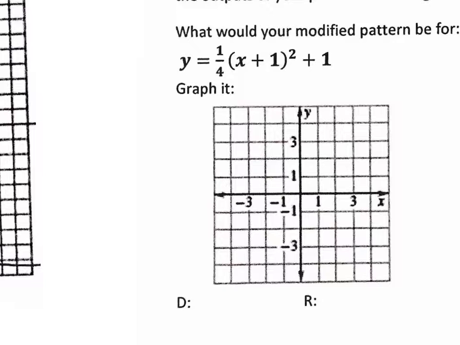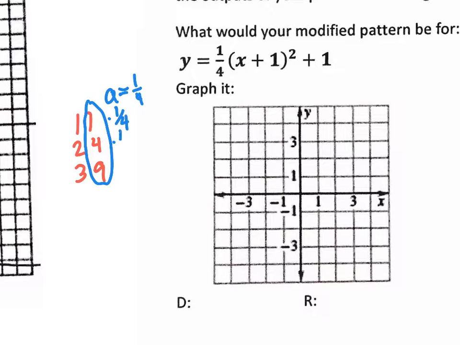The pattern's pretty straightforward. What's your original pattern that you know? The original pattern is 1, 1, 2, 4, 3, 9. And what are you going to do? You're going to modify the outputs, which are these guys, by your new a value, which happens to be 1/4 in this case. So multiply the 1 times 1/4, multiply the 4 times 1/4, multiply the 9 times 1/4. Okay? And of course, you could use a calculator if you'd like.